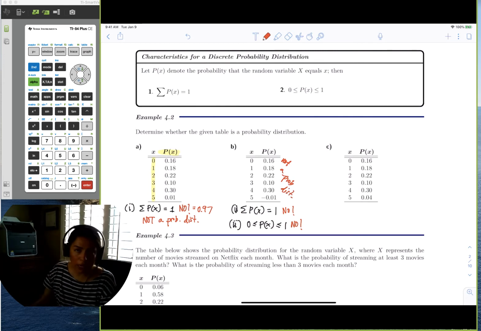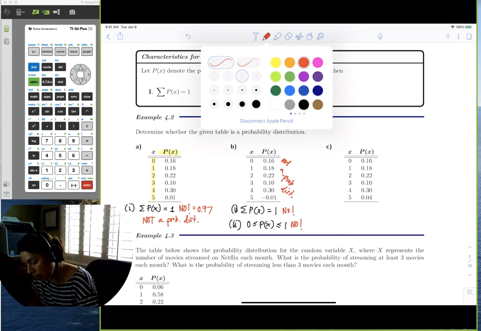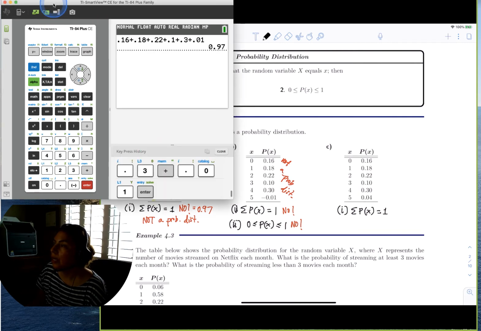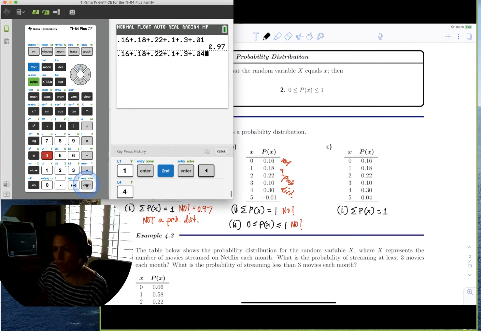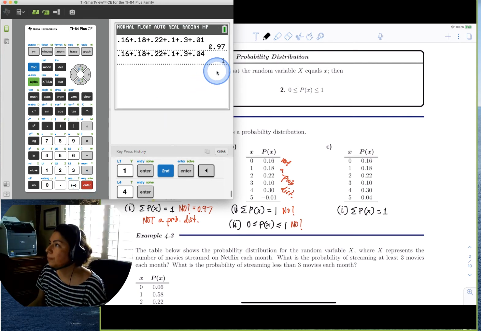All they need to be is add up to 1 and be between 0 and 1. So now let's go ahead and check characteristic 1 and add up all the probabilities and check if it's 1. So I'll go back here, and it looks like it's the same. 0.16, 0.18, 0.22, 0.10, 0.3, and then 0.04. And that is equal to 1.